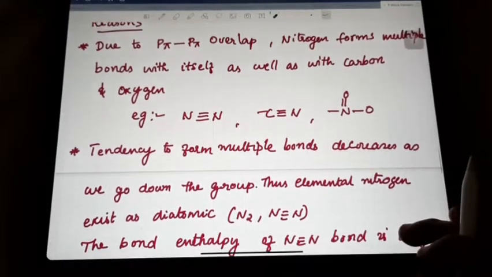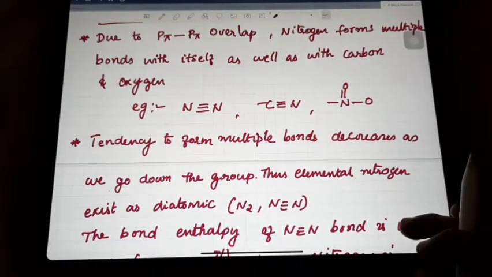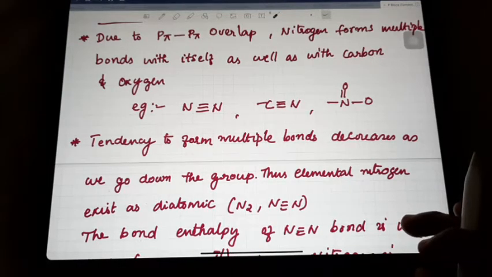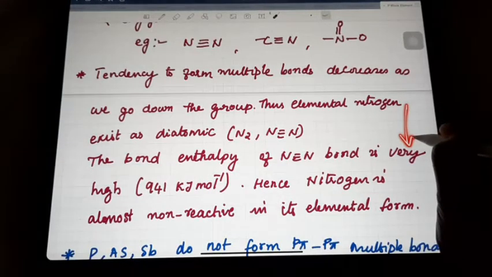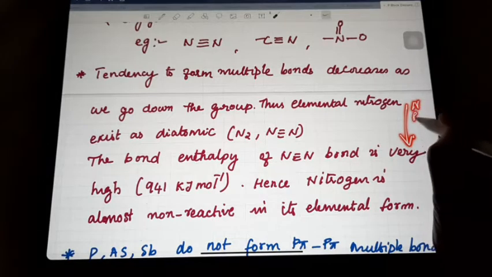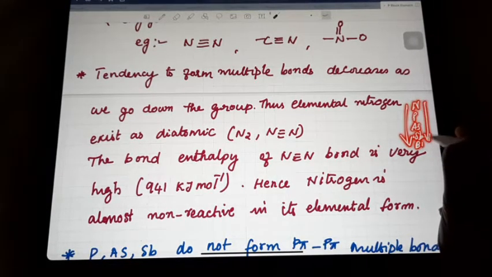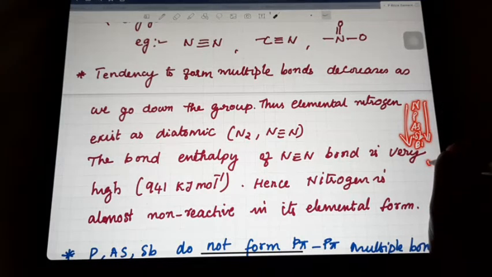Then the tendency to form multiple bonds decreases as we go down the group. So elemental nitrogen exists as diatomic. As we go down the group, meaning nitrogen, phosphorus, arsenic, antimony, bismuth, surely the tendency to form multiple bonds decreases.